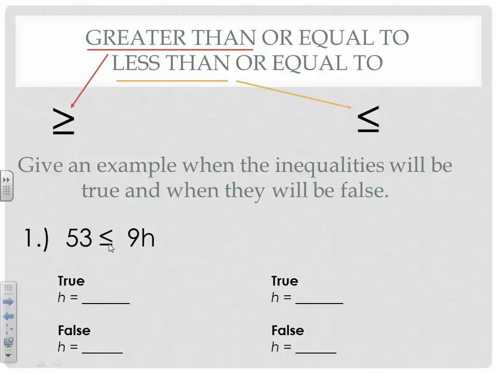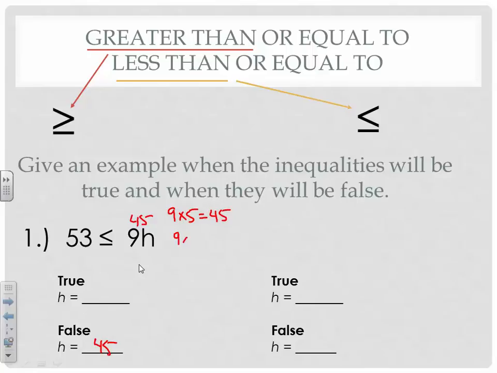So basically what I'm saying is 53 has to be smaller than what I have here. Well, I could do things like 9 times 5. I like to start with 5. 5s are easy, right? 9 times 5 is 45. Would that work? 53 is less than or equal to 45. 53 is not less than 45, right? So we could use that for one that would be false.